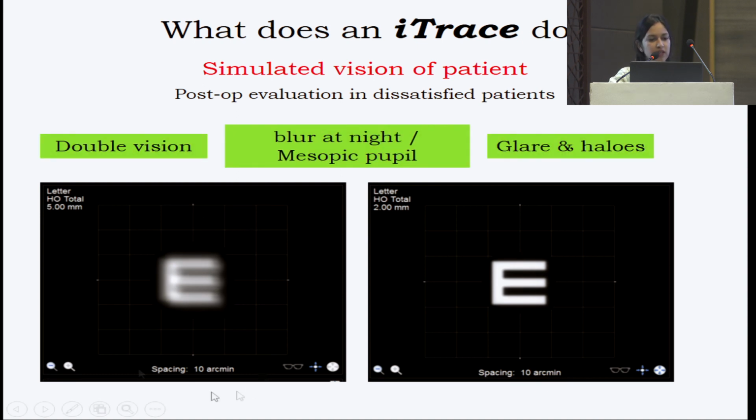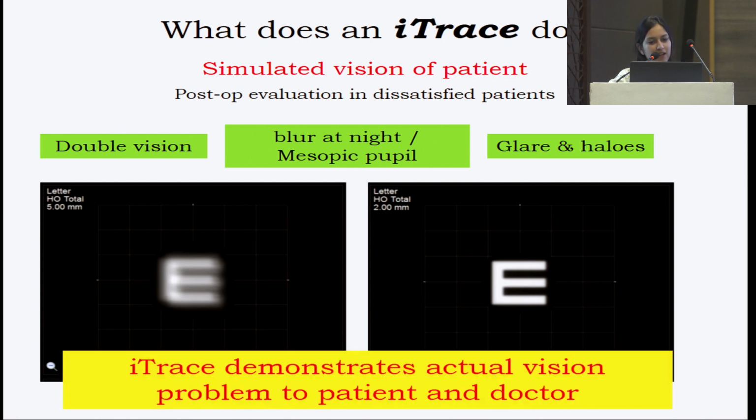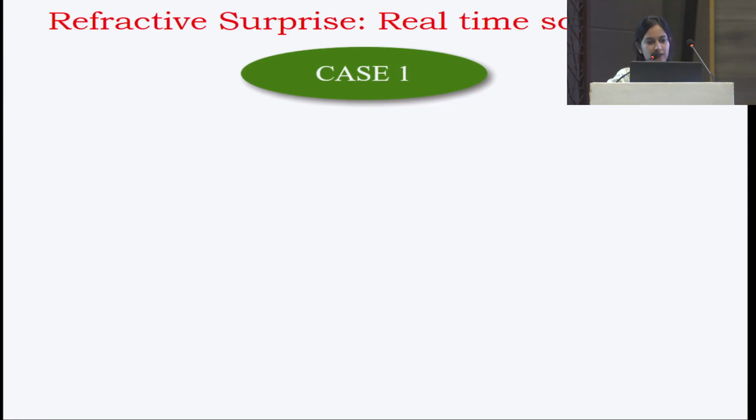iTrace also gives us a very good simulated vision of a patient. This is a simulated picture of how the patient is perceiving a letter E at a mesopic pupil and at a 2 mm pupil. It gives a range of simulated vision at all pupil sizes, and you can assess if the patient is complaining of double vision, glare and halos. It basically demonstrates the actual vision problem to the patient as well as to the doctor.